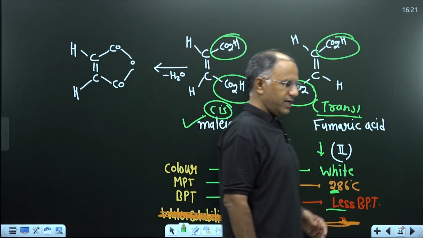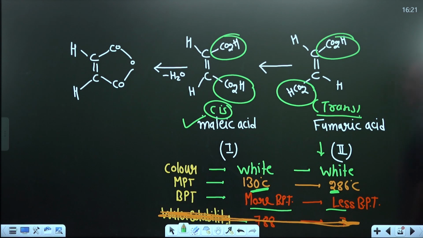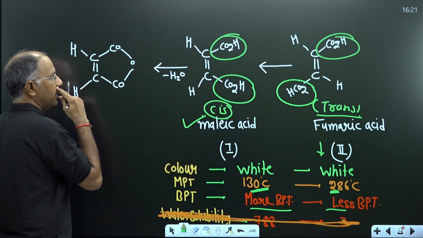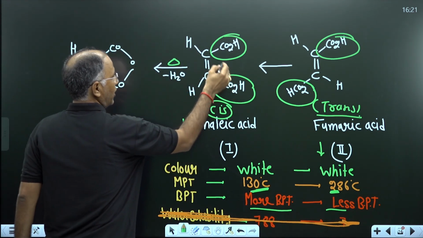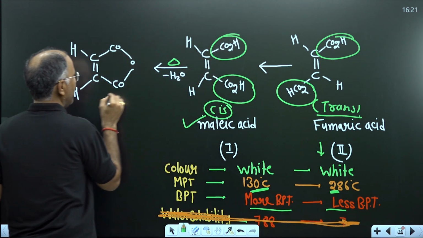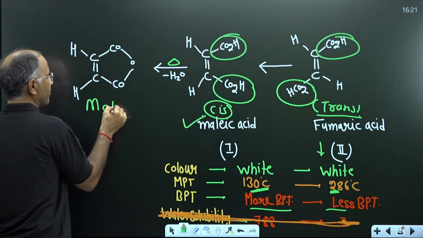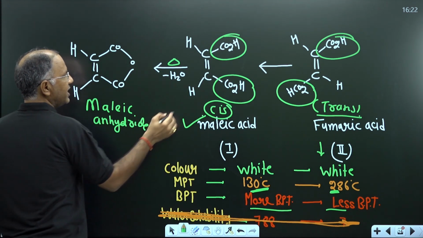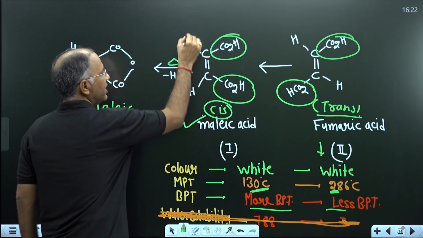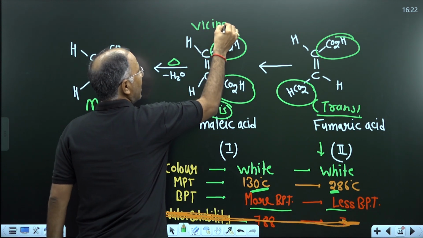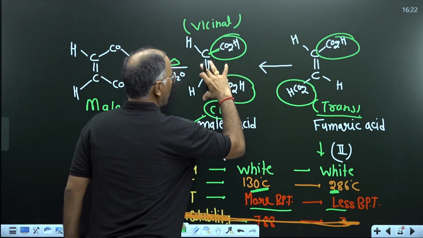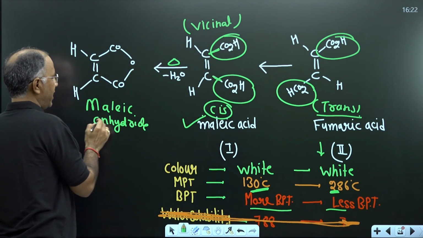So just write down these data and remember these two acids. Cis is maleic and trans is fumaric. And we will study this in our reaction mechanism. If you heat cis, water will be eliminated and it will convert into anhydride. Whenever a vicinal dicarboxylic acid, what is the meaning of vicinal? Vicinal means acids on adjacent carbons. Whenever you heat a vicinal dicarboxylic acid, it gives anhydride.